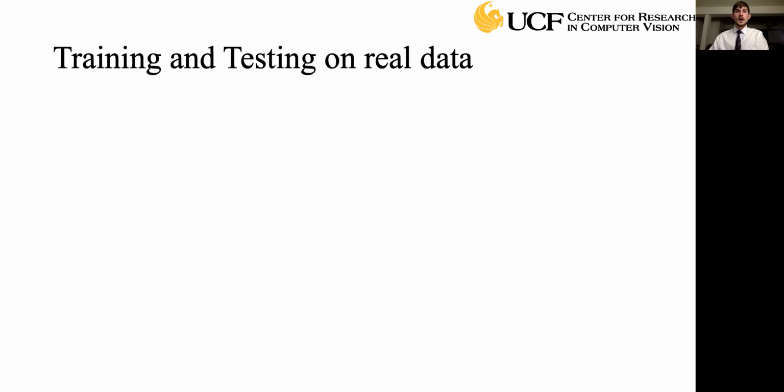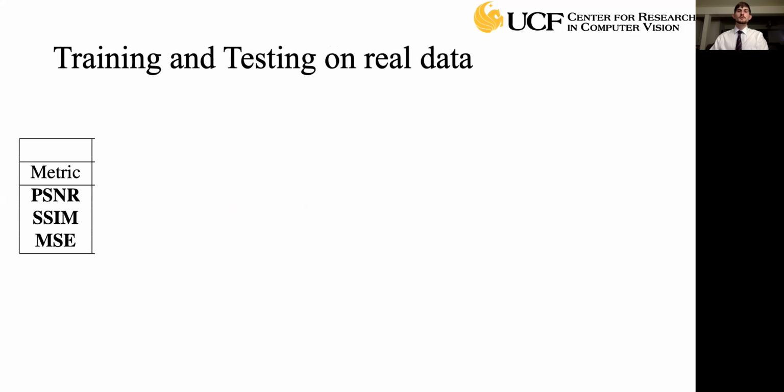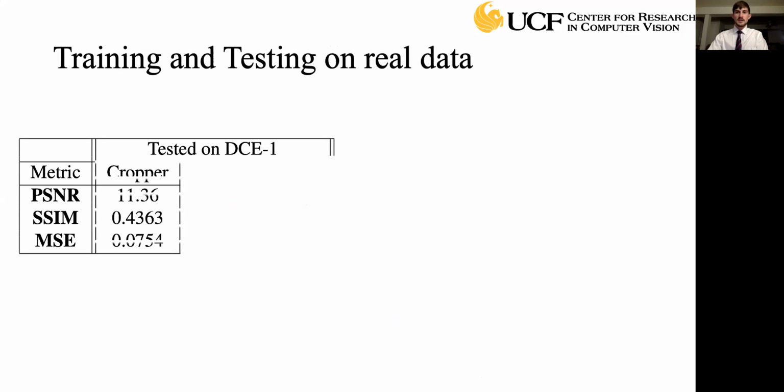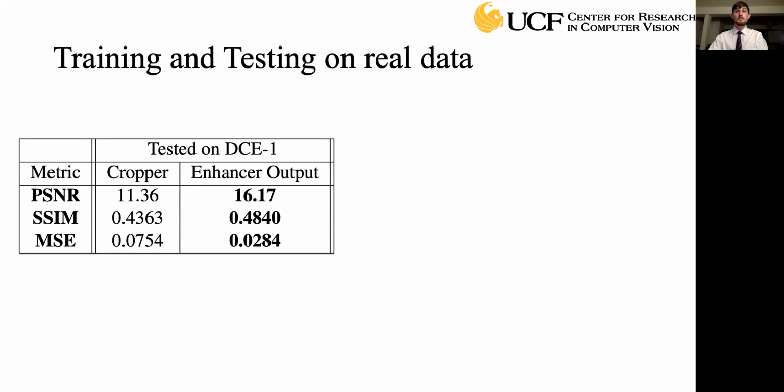And now for the results of our experiments. Our models were trained using a 12G Pascal Titan X GPU. When testing our models, we used 3 different metrics: peak signal-to-noise ratio and structural similarity, which we want to maximize, and mean square error, which we want to minimize. First, we trained and tested our models on DCE1. A single cropper performs well by itself, but an enhancer generates much better metrics.